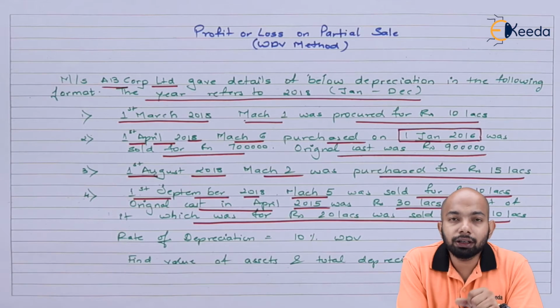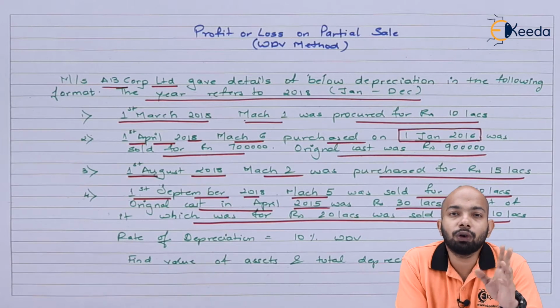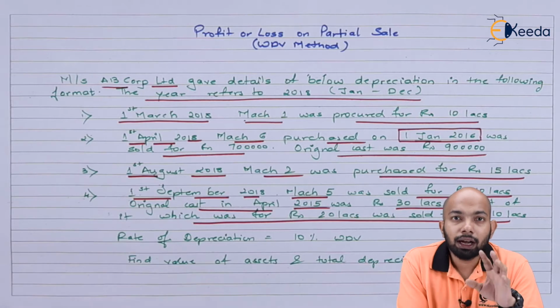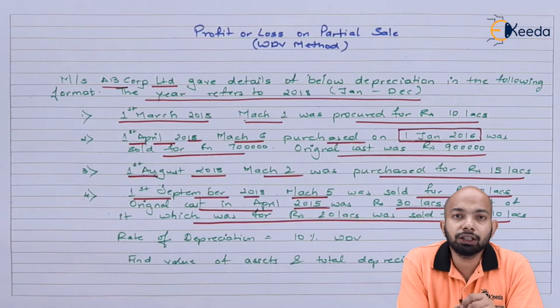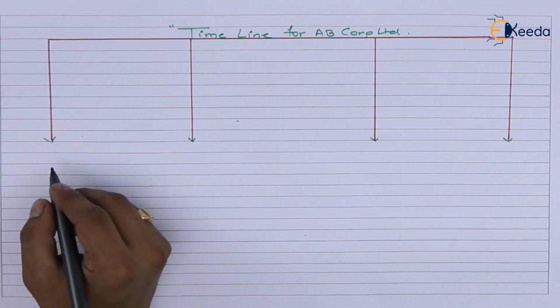on WDV method. If the same is applied here, how do we figure out the depreciation on the sale transaction? How do we compute profit and loss, and what is the value of all the assets that we have until the end of financial year 2018? So let's figure it out with the timeline first.